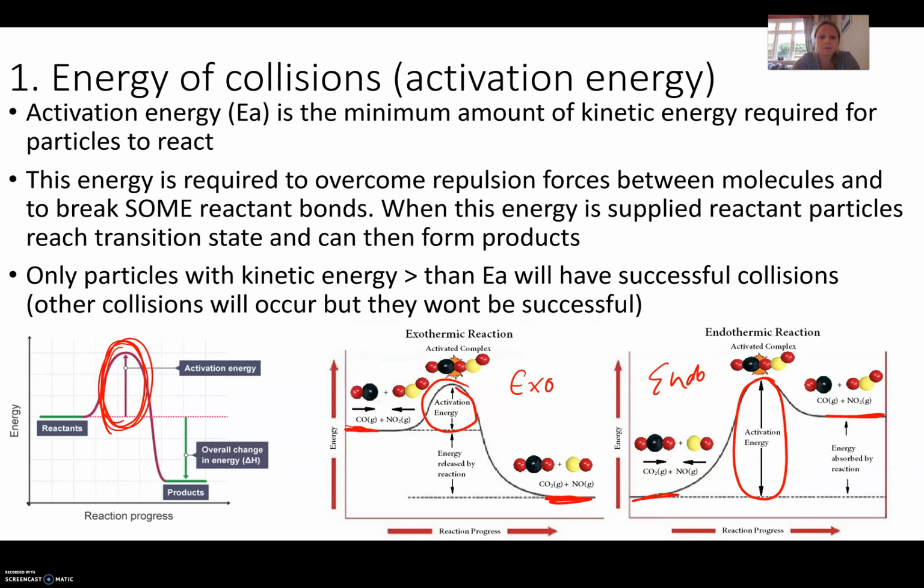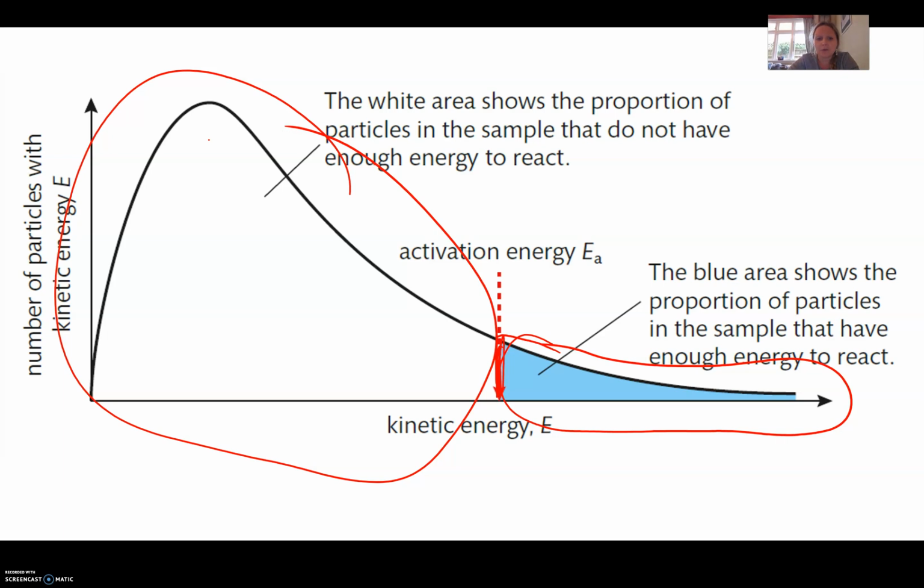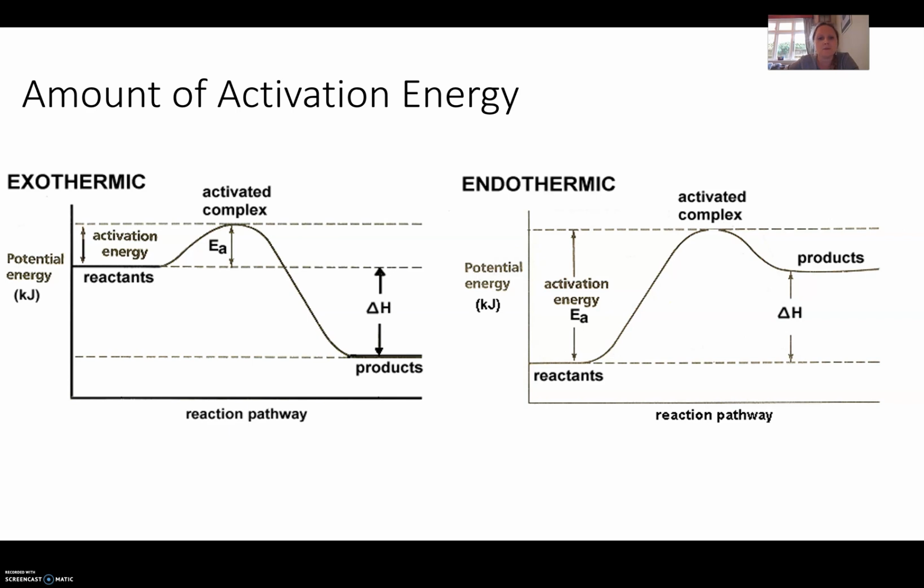And only particles that have a kinetic energy greater than the activation energy can have a successful collision. So there can be other collisions, they just won't be successful. So we can then use this Boltzmann curve, and we can actually add activation energy. If this is activation energy here, this blue area are all the particles that have had enough activation energy to have a successful collision, and all this white area, which is massive, are the number of particles in the sample that haven't had enough energy for a successful collision. So you can actually see that proportionally, most of the time, most of the particles don't have enough activation energy. And this is me just comparing the amounts of activation energy again. Far more activation energy for an endo than an exo. That's why exothermic reactions are more common.